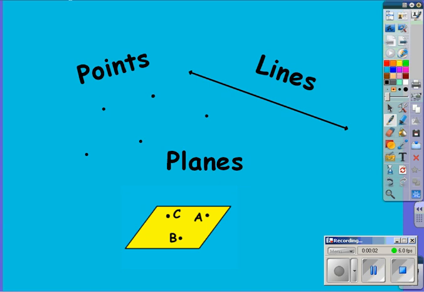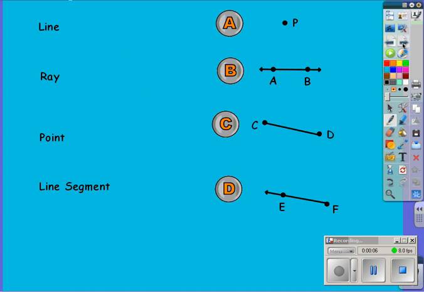All right, this is chapter 1-1 on points, lines, and planes. Take a little pretest for yourself and see if you can match the words with the corresponding figures. Let's see how you did.